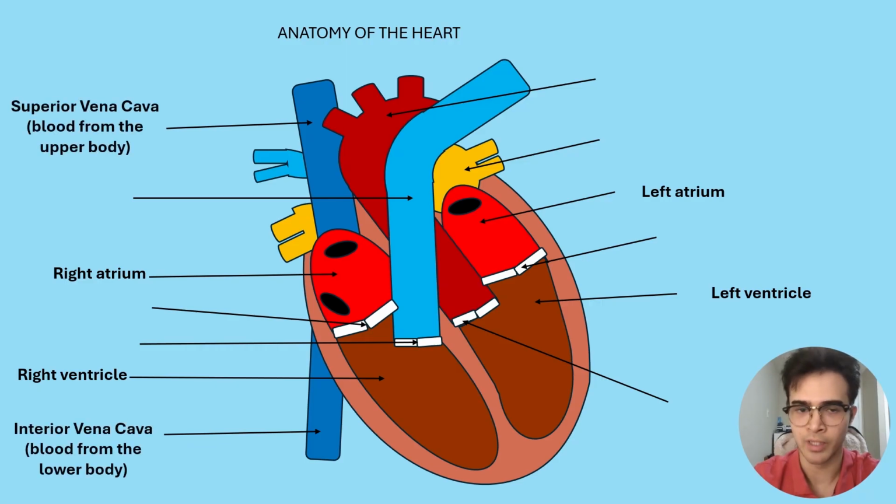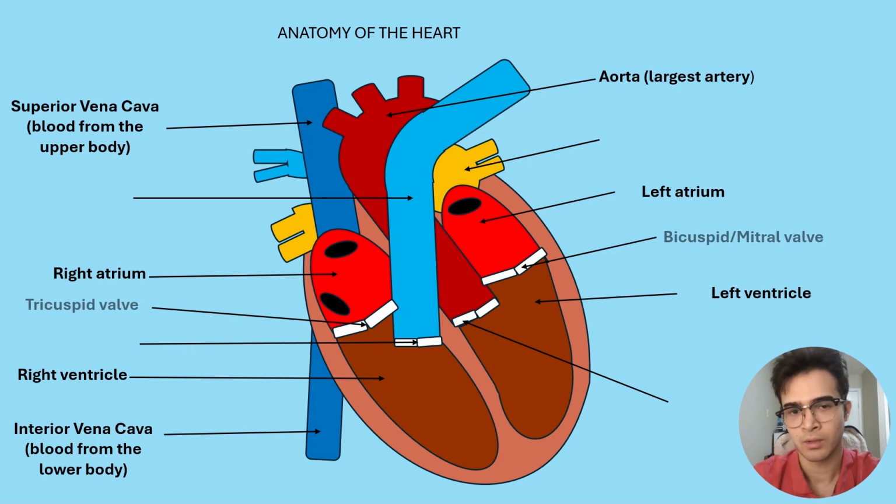Now, we're going to talk about the great veins next, the vena cava. The superior vena cava receives deoxygenated blood from the upper part of the body, while the inferior vena cava receives it from the lower. Next, we have the aorta, which is the largest artery in the entire body, and it delivers oxygenated blood everywhere.